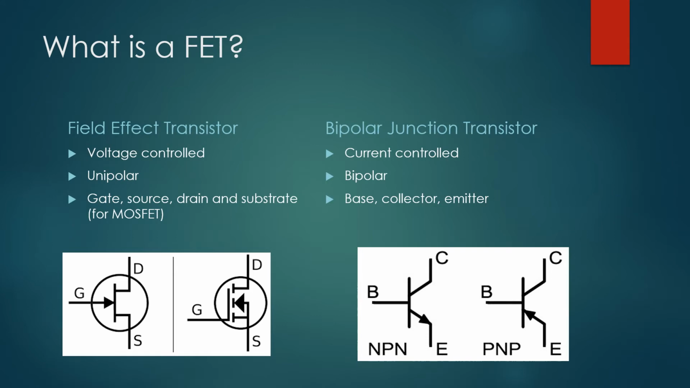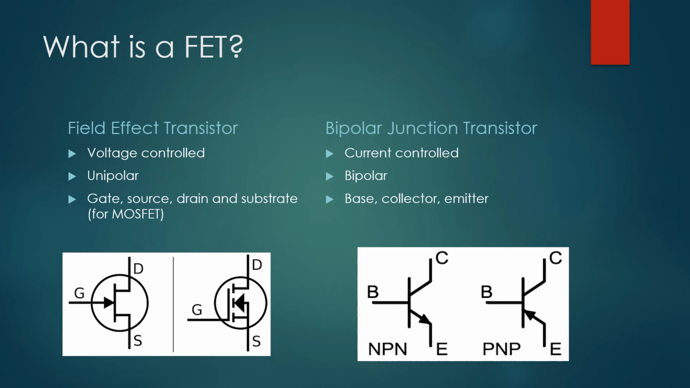Now we will discuss what a field effect transistor is and how it compares to a bipolar junction transistor. Field effect transistors consist of 3 or 4 terminals: gate, source, drain, and in the case of MOSFETs, substrate or bulk. Field effect transistors are controlled by applying voltage to the gate terminal, which induces a field in the transistor. This field manipulates the depletion regions within the silicon and controls the flow of current between the source and drain.